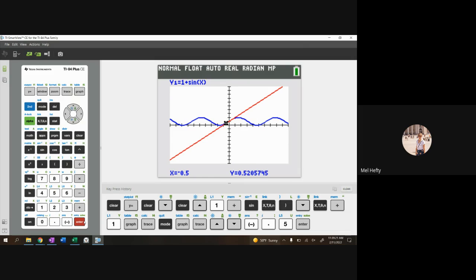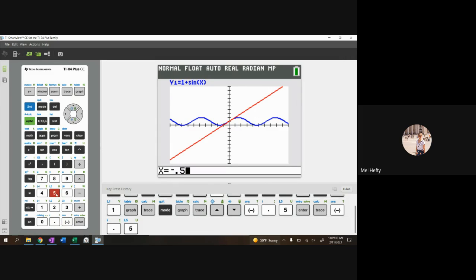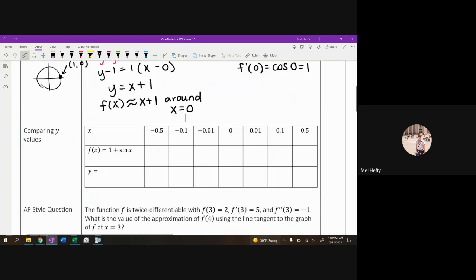What that'll do is it'll plug in and give me the y value for 1 plus sine x. It's a really cool way to plug things into functions really quickly if you don't feel like typing in the whole function. So I pressed trace and then I made sure I was on the function that I wanted. I can switch them with the arrows by going up and down. Then I just plugged in the number I wanted, the first number on that table, negative 0.5, and pressed enter. I'm just going to truncate these numbers, so on the table on my paper, I'm going to write down 0.520 right here.